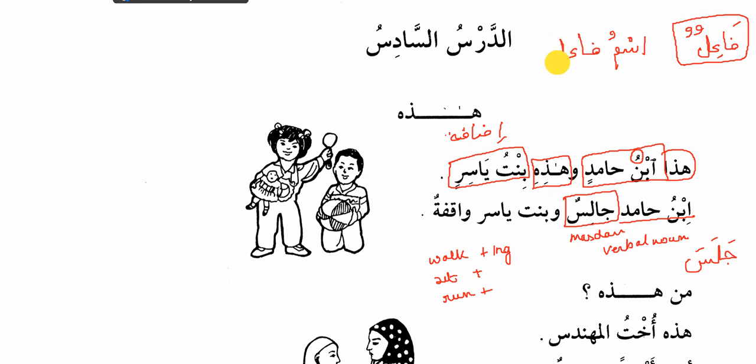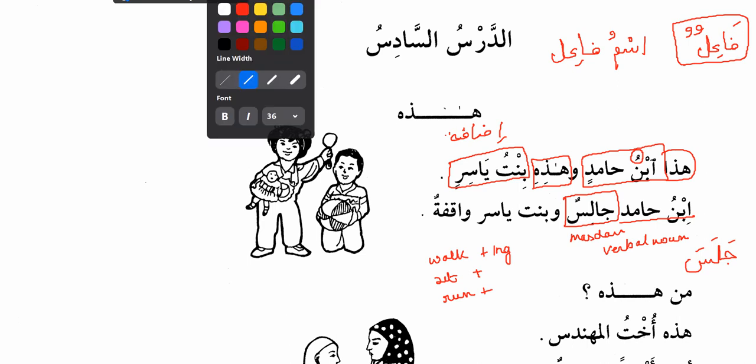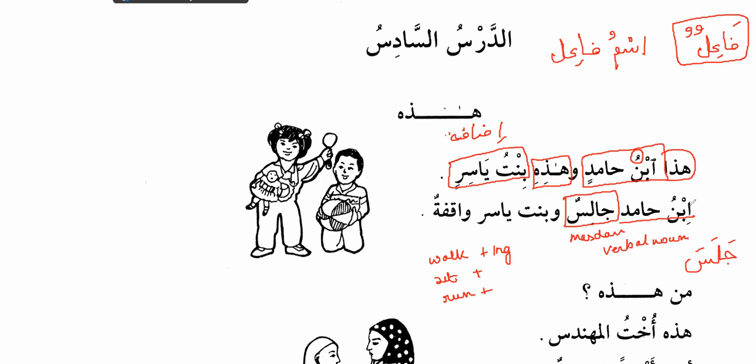Now, what is ism al-fa'il? Ism al-fa'il means the one who is doing the action of sitting. So, who is sitting? Hamid is sitting. Now, in this case, jalisun, who is sitting? Ibnu Hamidin, the son of Hamid, is sitting. So, in this case, the structure of our sentence is a jumla ismiya.